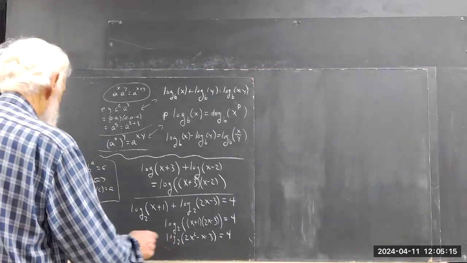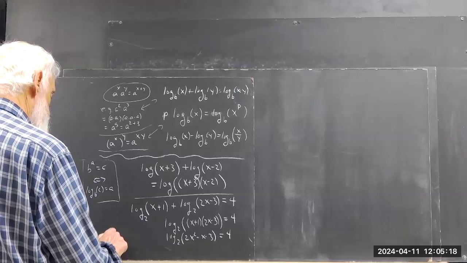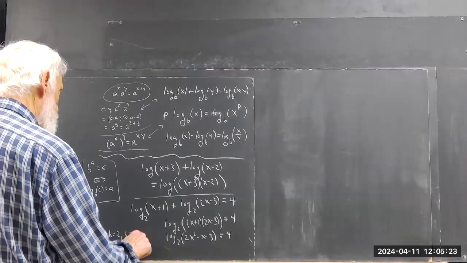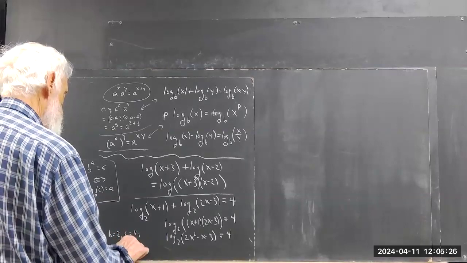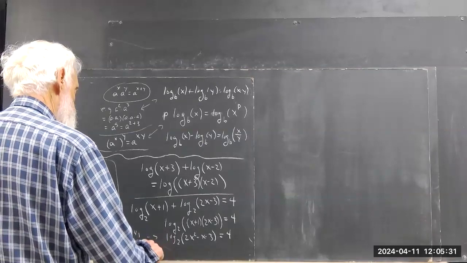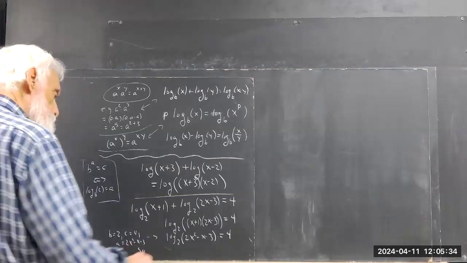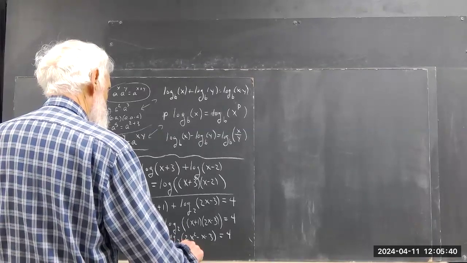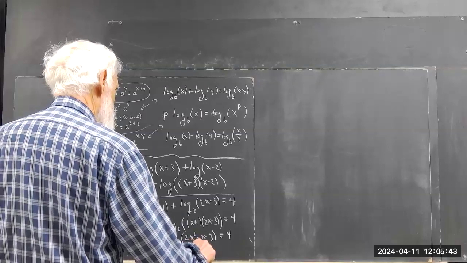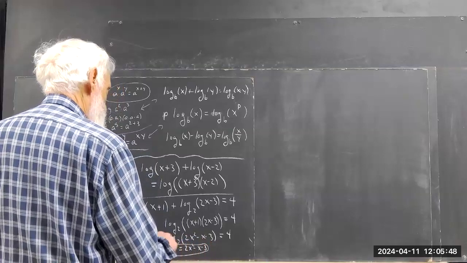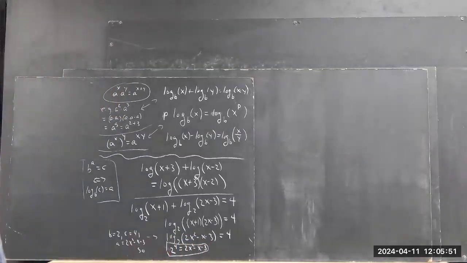Well, if it's in this form, b equals 2, c equals 4, a equals 2x squared minus x minus 3. So we get 2 raised to the 4th equals 2x squared minus x minus 3. Now that's an equation you can solve. What kind of an equation is that? Don't answer yet.